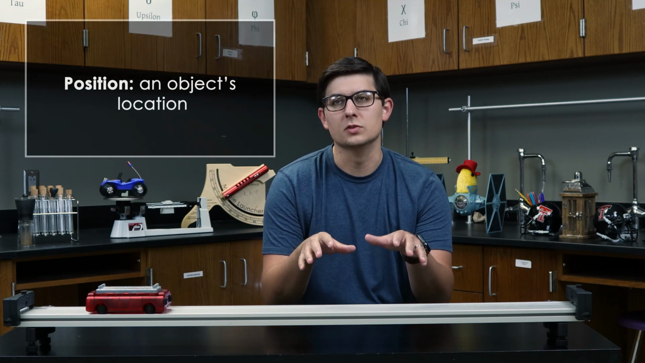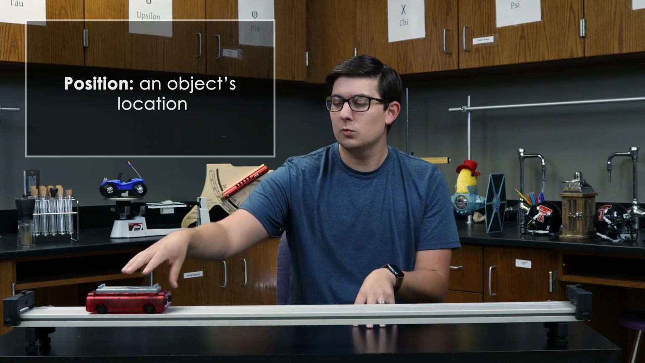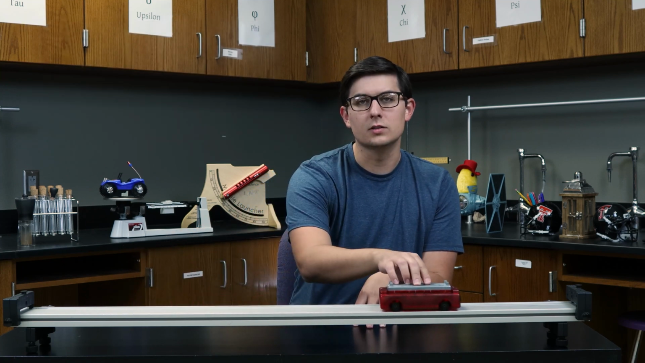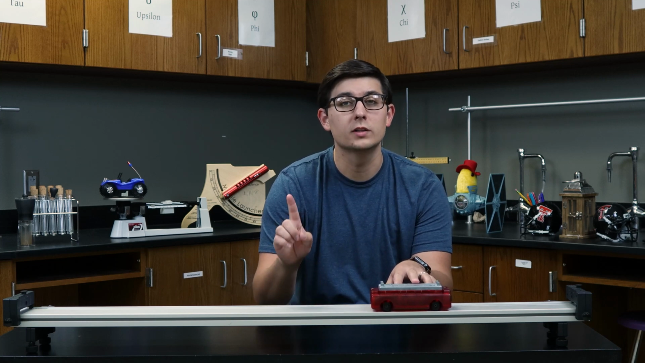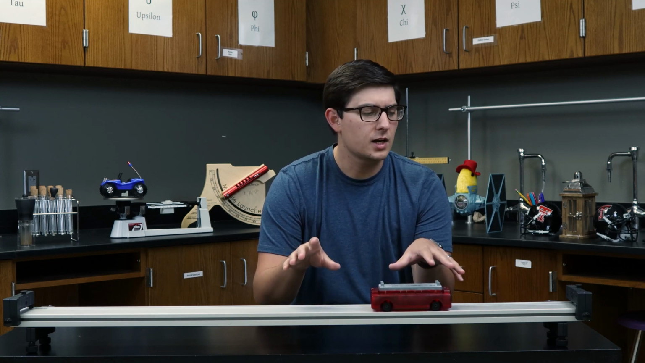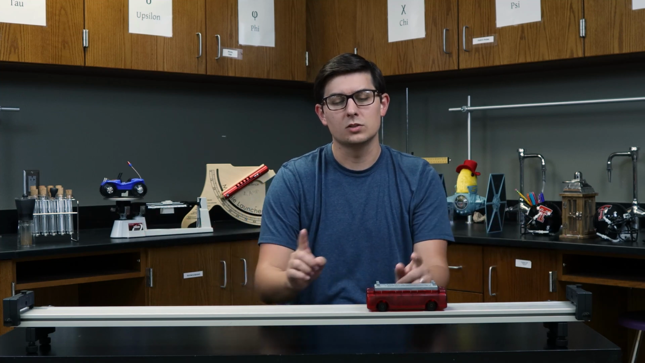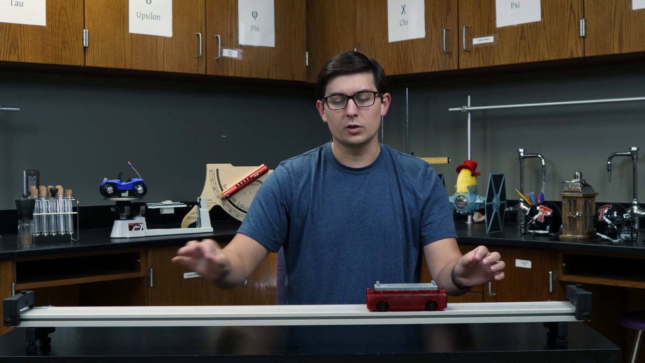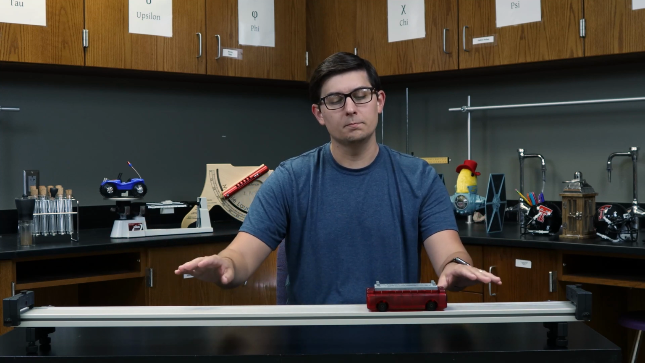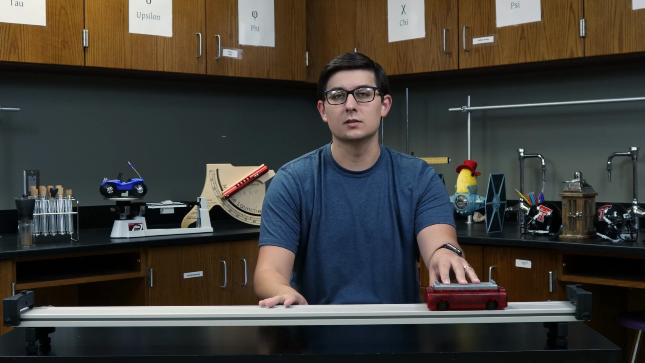Position in physics terms is really simply just where an object is. I need a way to communicate where this car is on the track. And we're going to start with something like a car on a track because it's a really simple one-dimensional situation. For this kind of problem, all I have to worry about is where it is on a number line. So that's exactly what we're going to do. We're going to establish a number line, and we're going to put numbers along that number line that we can use to track where the object is.